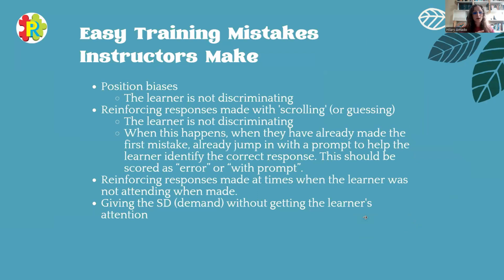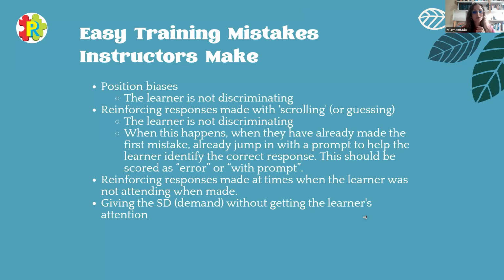There are a number of easy training mistakes that instructors make. They might have a side bias where the learner does not need to discriminate. Or a position bias, side bias, position bias, same thing. So you might see that the instructor is always putting the correct answer on the left or something. So the learner starts just always pulling from the left. And the learner can develop a side bias when that happens.